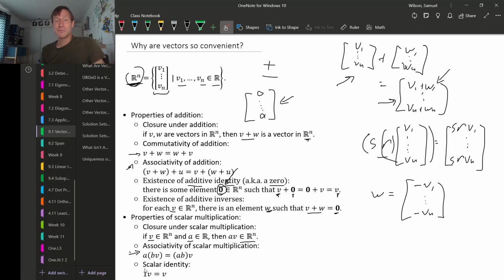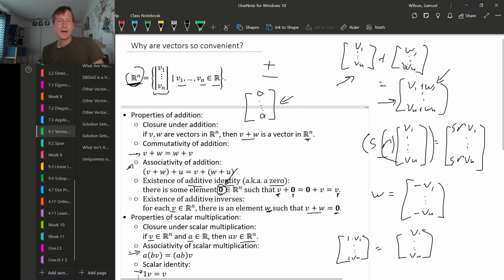Also, in the real numbers, remember our scalars are the real numbers, there is the real number 1, and the scalar product of 1 with any vector gives you that vector again. This is clear because if you do 1 times v1 down to 1 times vn, you just get v1 through vn. That doesn't change anything. So scalar product with the scalar 1 gives you the same vector back.